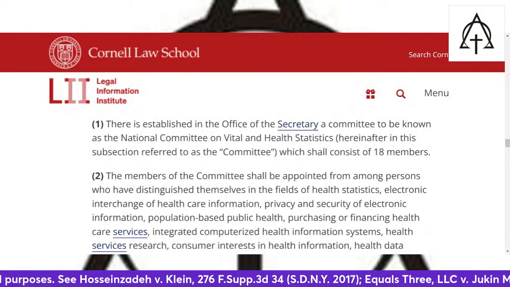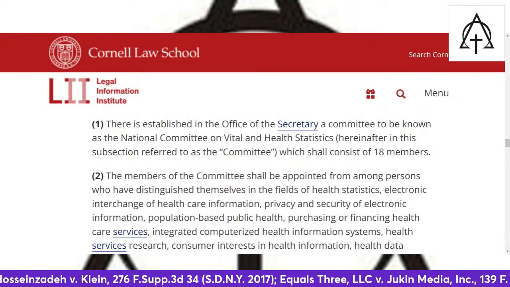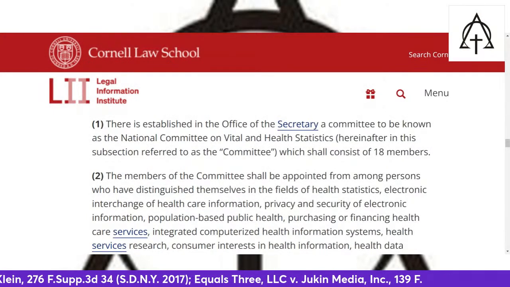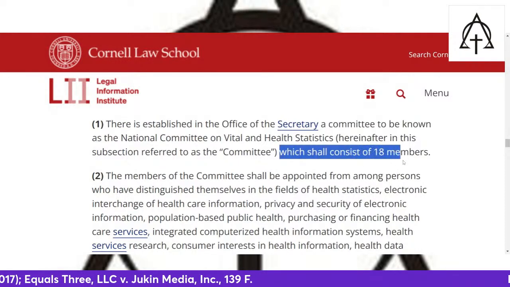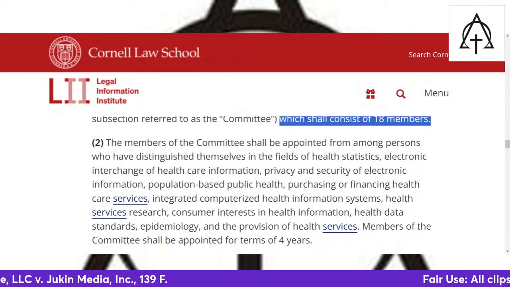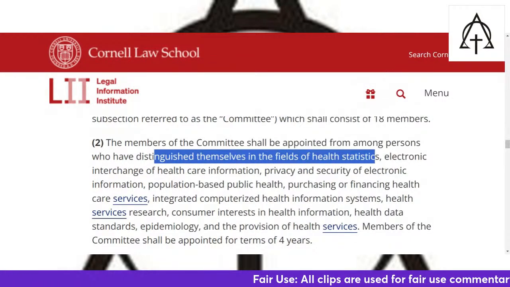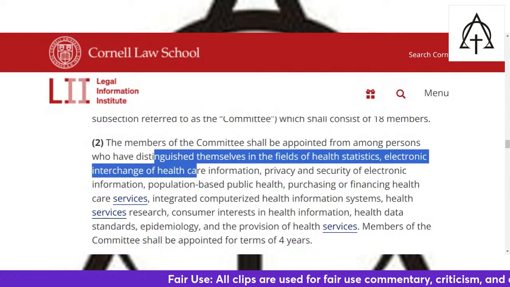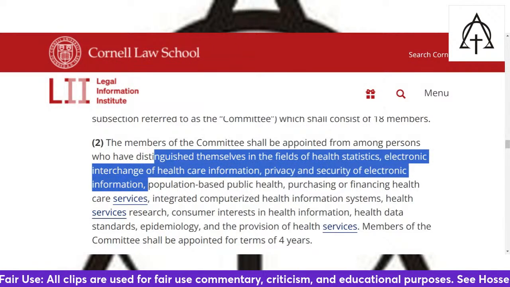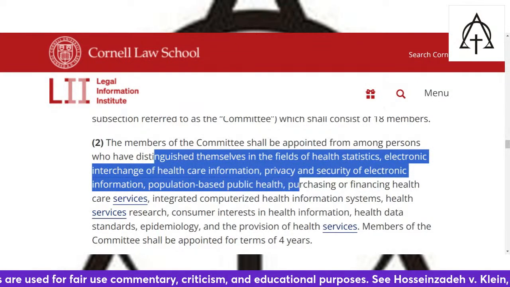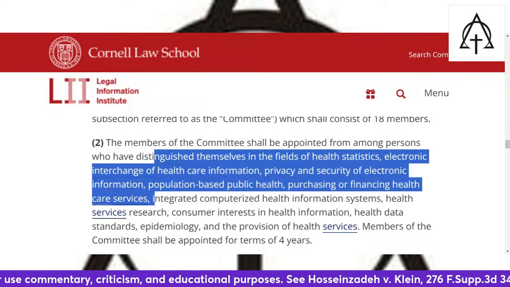There is established in the office of the Secretary a committee to be known as the National Committee on Vital and Health Statistics, hereinafter referred to as the committee, which shall consist of 18 members. The members of the committee shall be appointed from among persons who have distinguished themselves in the fields of health statistics, electronic interchange of healthcare information, privacy and security of electronic information, population-based public health, purchasing or financing healthcare services.